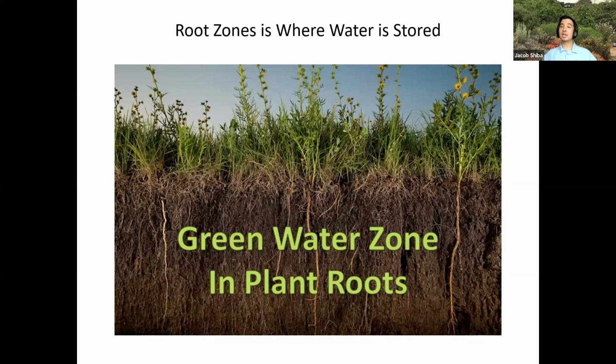Remember that when that sun comes back out, it's this water in the green zone that the plants use. It's that water that's transpired back out into the atmosphere that's going to help to create more clouds and help to bring more rain, which is essential for our landscapes.